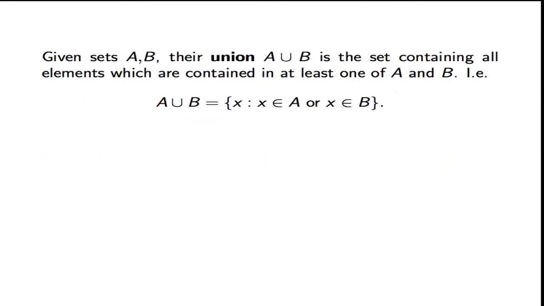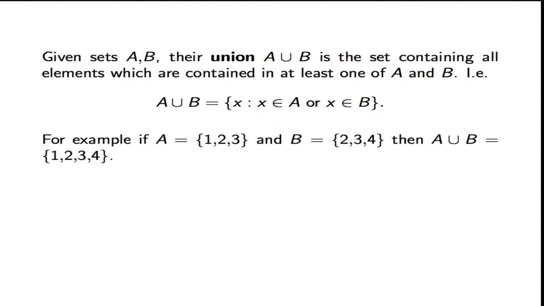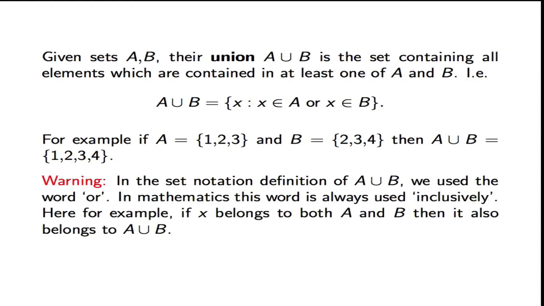The next operation that we want to define is the union of two sets A and B, which is denoted with these symbols, and it is a set containing all elements which are contained in at least one of A and B. In set notation, the union of A and B is the set of all x such that x is in A or x is in B. For example, if A is the set containing 1, 2, and 3, and B is the set containing 2, 3, and 4, then their union is the set containing all of 1, 2, 3, and 4.